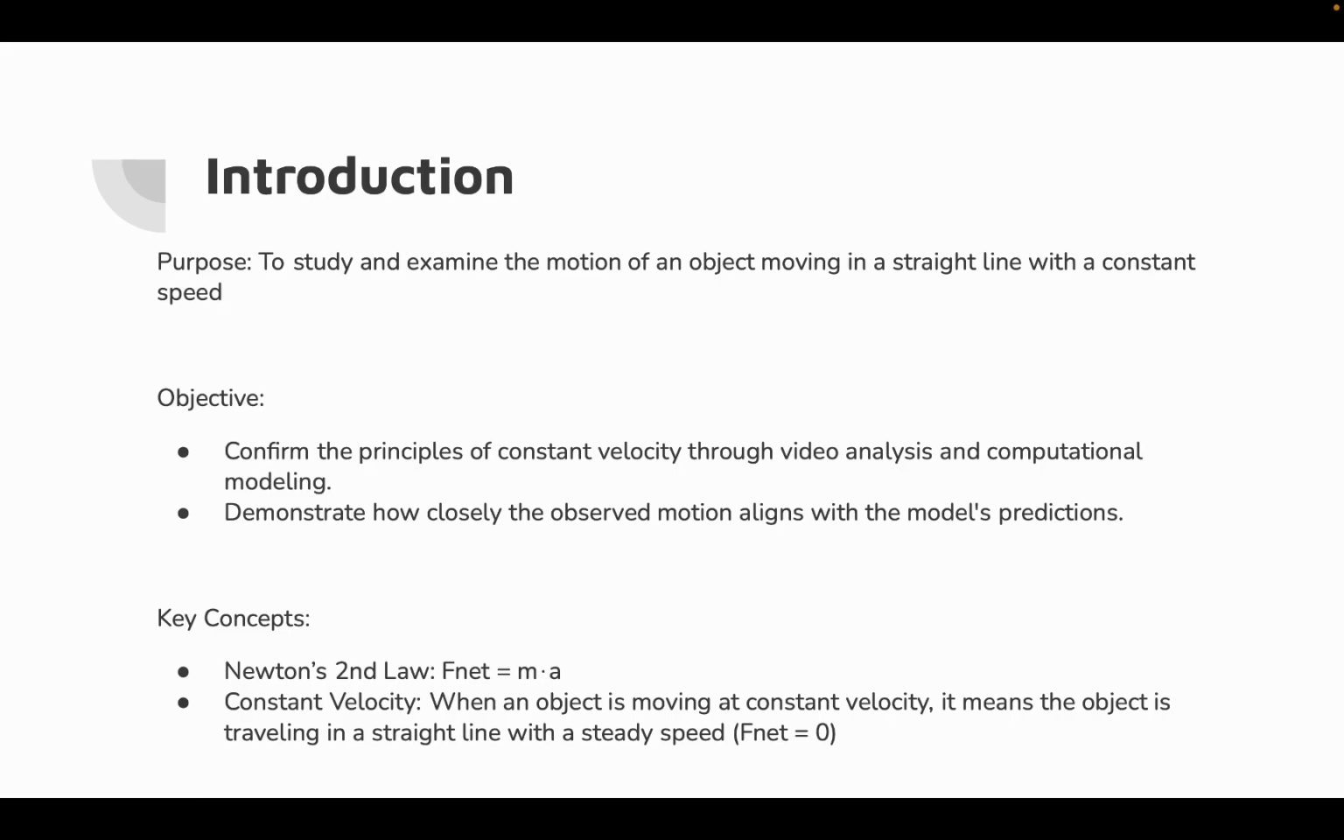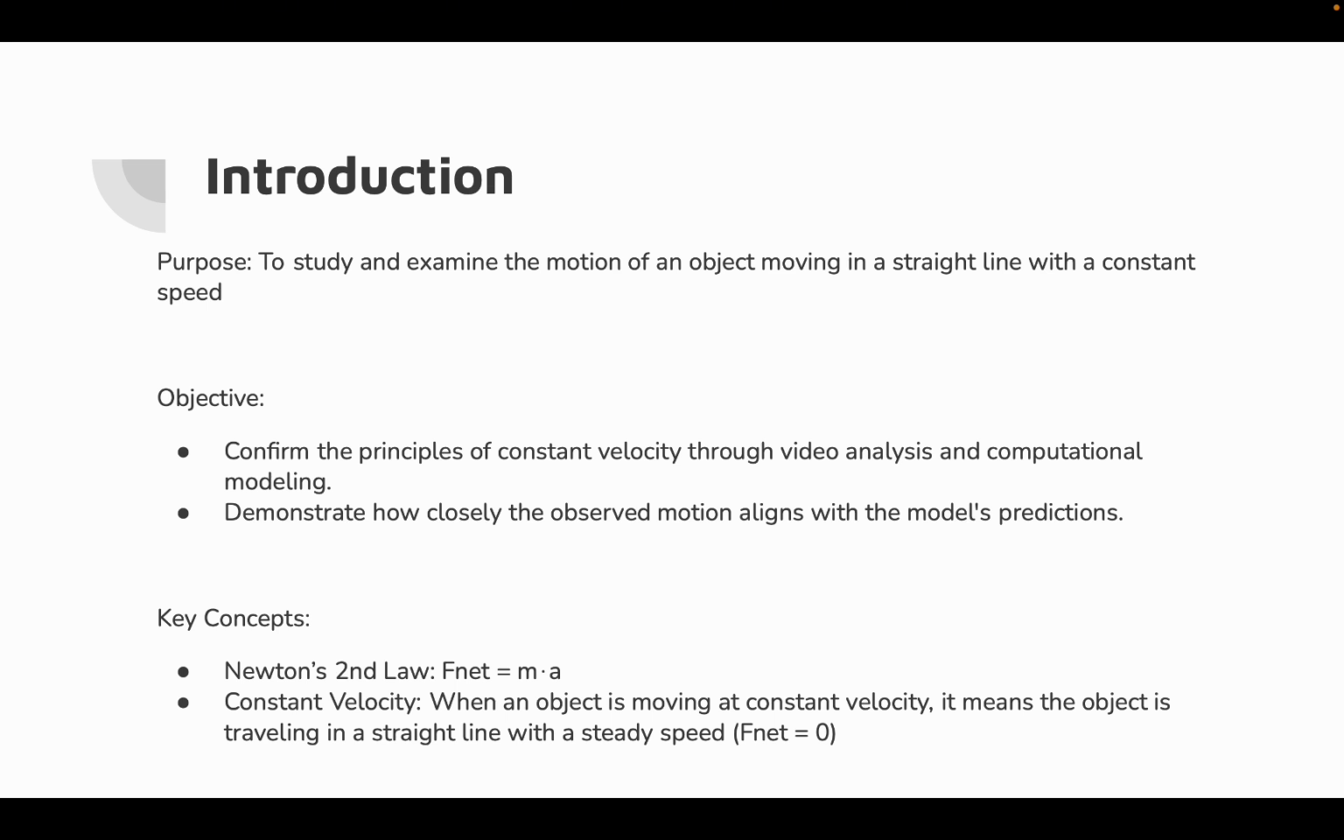So the purpose of this lab was to study and examine the motion of an object moving in a straight line with a constant speed. The objective was to confirm the principles of constant velocity through video analysis and computational modeling. It was also to demonstrate how closely the observed motion aligns with the model's predictions.